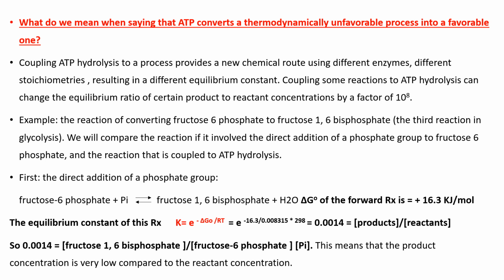The equilibrium constant of this reaction equals the exponential of minus delta G naught divided by RT. We substitute the value of delta G naught, and we find that the equilibrium constant equals 0.0014. This equilibrium constant equals the concentration of the products divided by the concentration of the reactants at equilibrium. So this means that the concentration of the products is very, very low.